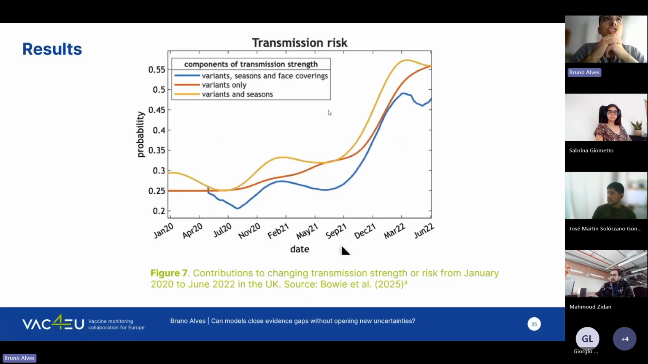This graph also shows us the transmission risk evolution. When we see the yellow line, it assumes the effects because of variants and seasons. When we see the red line, it's the effects of variants without the seasonality part. But when you look at the blue line, which is the most relevant for us, we also see the effect of face coverings on the reduction of transmission risk, which is lower.